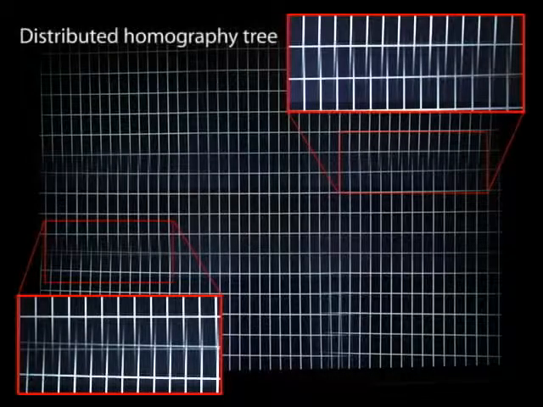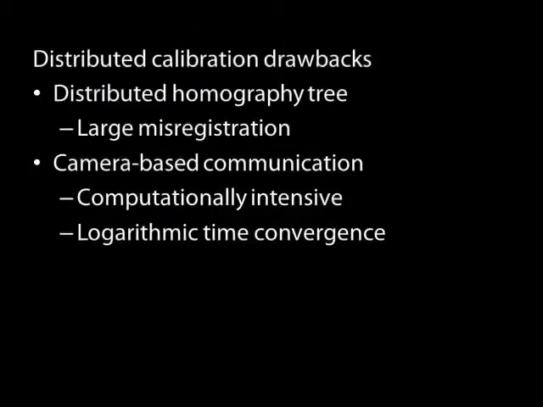However, distributed homography trees can result in large misalignment due to accumulated errors. Camera-based communication is also computationally intensive and slow to converge on large displays. In this paper, we first propose a new distributed registration algorithm that improves accuracy and efficiency significantly.